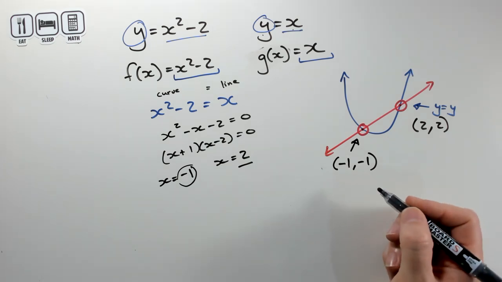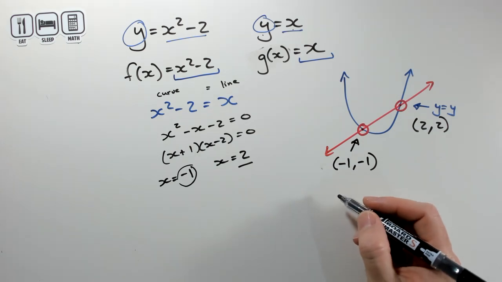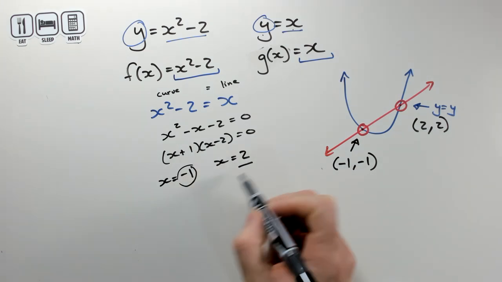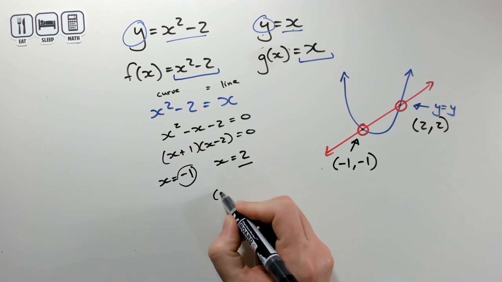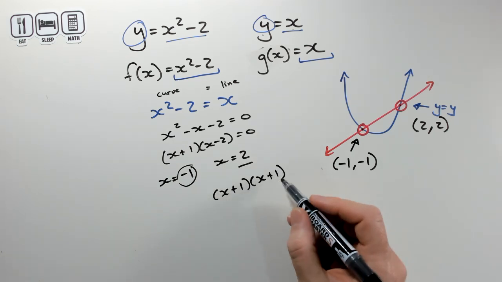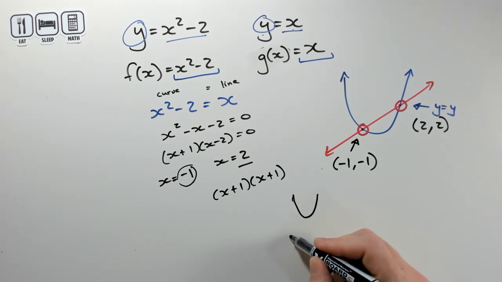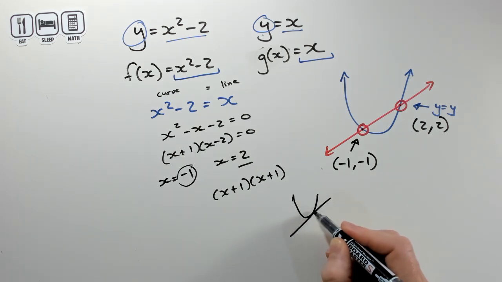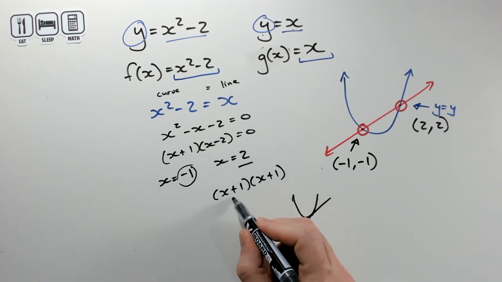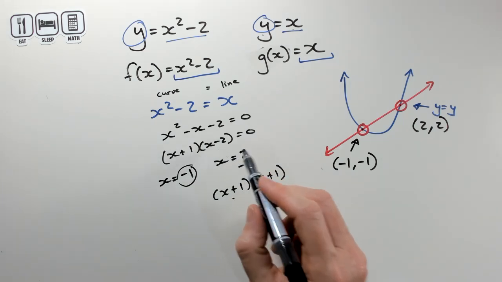Let's say there might be only one answer here. Maybe you get something like x plus 1, x plus 1 as an answer. What that would mean is that the curve and the line are only touching, because there's only one point, only one answer.